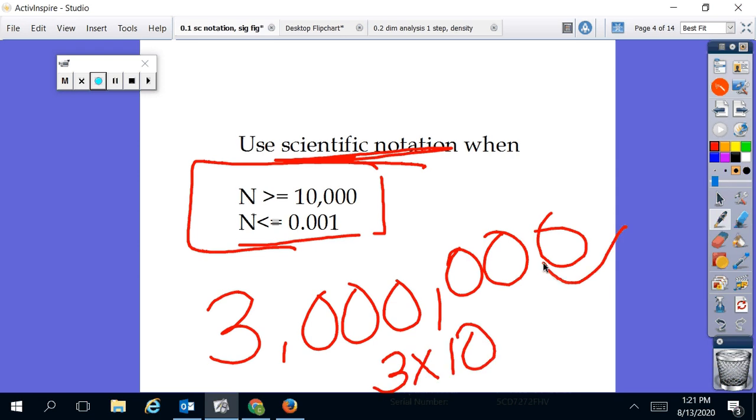3 times 10 to the 1, 10 to the 6. I'd rather see that. Okay? So start to use scientific notation when possible for those big numbers and those small numbers.